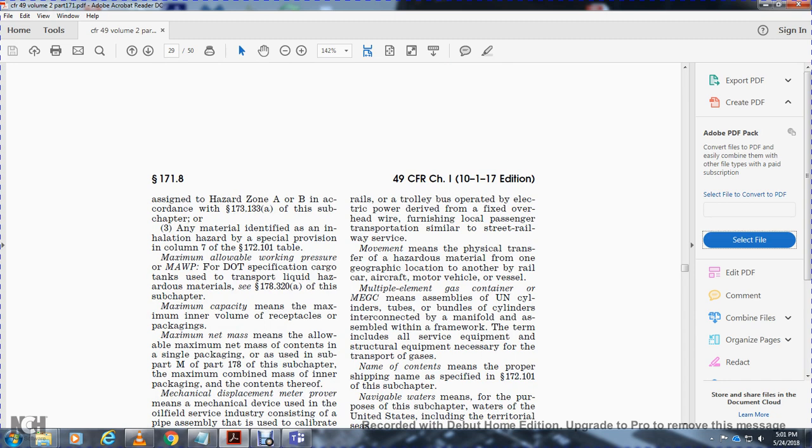Multiple-element gas container, or MEGC, means a UN cylinder, tube, or bundle of cylinders interconnected by a manifold and assembled within a framework. The term includes all service equipment and structural equipment necessary for the transportation of gases. N.O.S. means not otherwise specified, a n.o.s. entry, with the proper shipping name as specified in 171.102 of the subchapter.